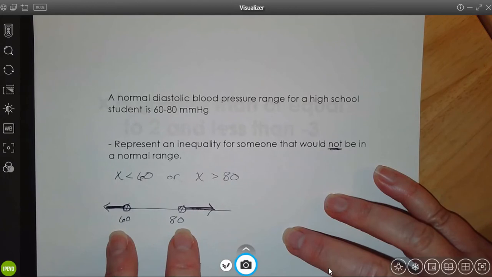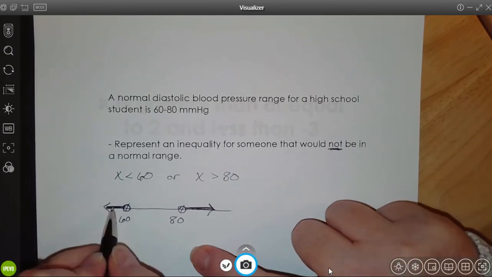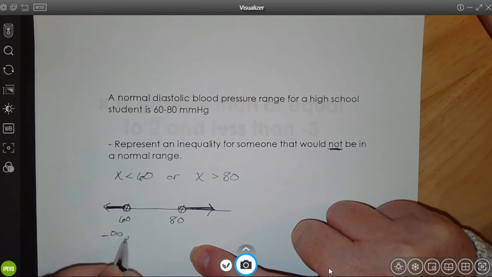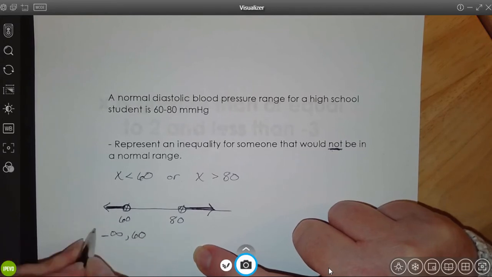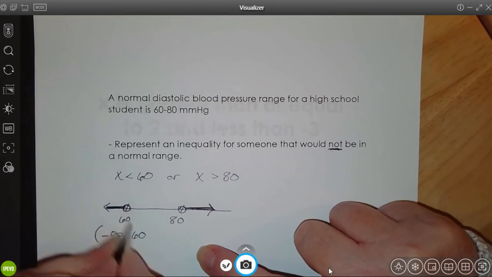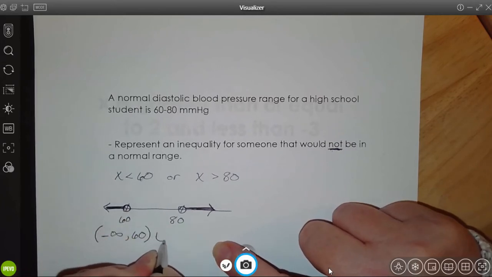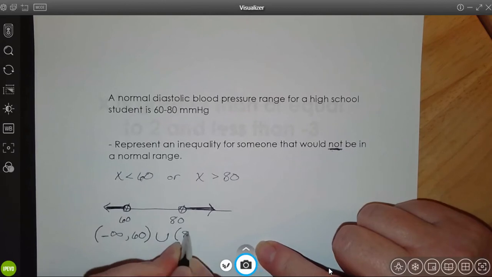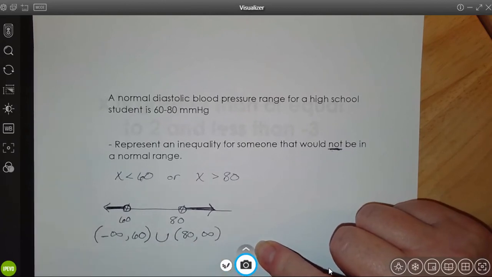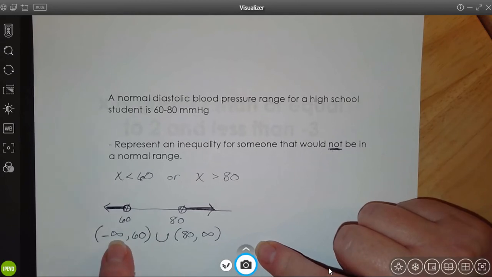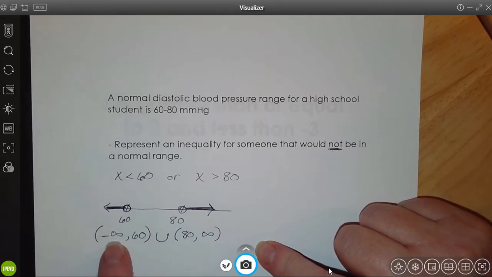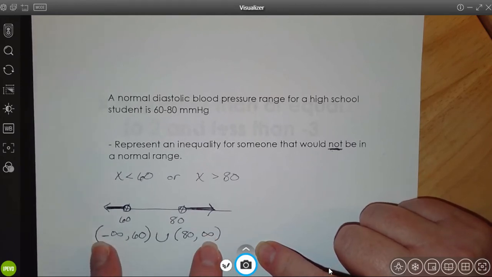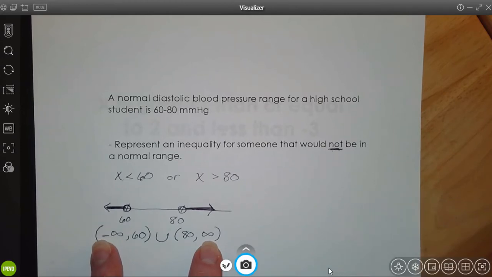And then I use my number line to make my interval notation. This is pointing to negative infinity, stopping at 60. Infinities always get parentheses. Open circles get parentheses. I'm going to make it part of the same answer with 80 to infinity. Now, obviously, you're not going to negative infinity with your blood pressure. You might go to 0, which would be very bad. Or if it went too high, that would also be very bad. You're not actually going to reach infinity with your blood pressure range.